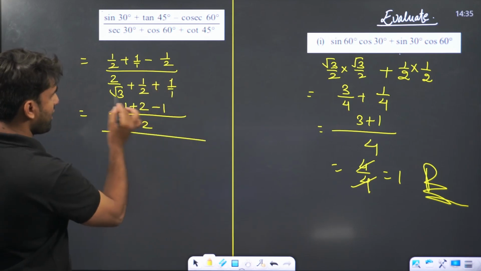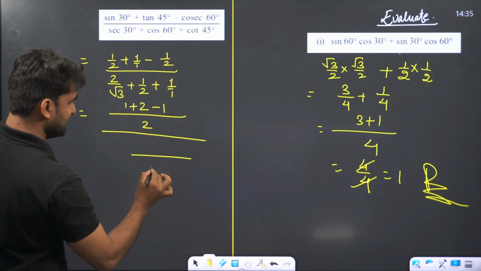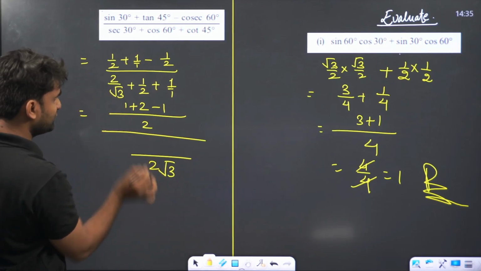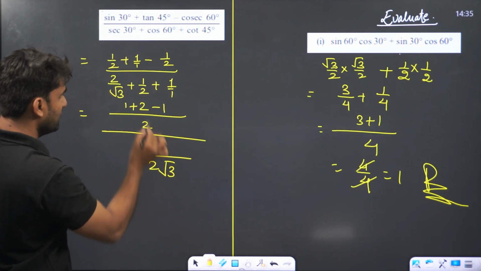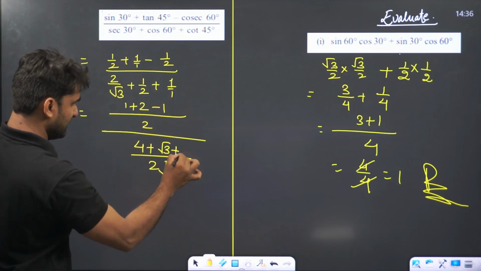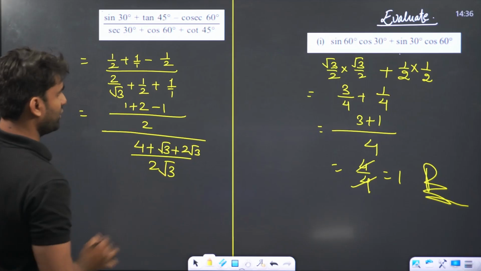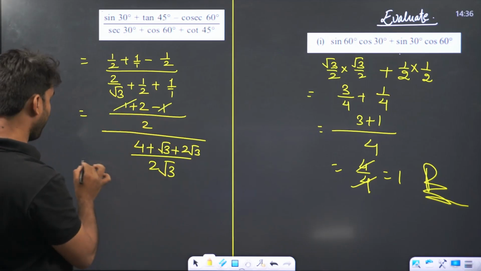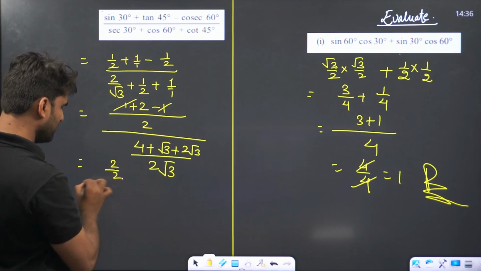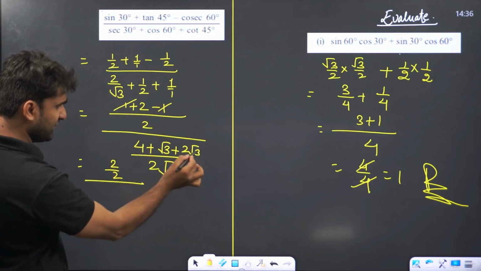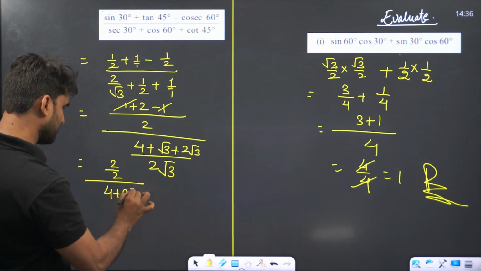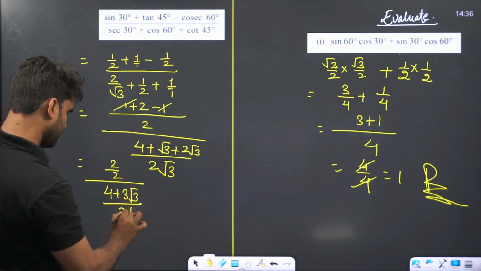Now, here in this number, what do we have to take as LCM? LCM will be 2 root 3. Now, this is root 3, so 2 will be multiplied, 2 times 2 is 4. This is 2, so root 3 will be multiplied, and this will be 2 root 3 entirely. So 1 cancels here. So we have 2 by 2 divided by, this is 4 and 2 root 3, 1 root 3 will be 3 root 3. 4 plus 3 root 3 divided by 2 root 3.